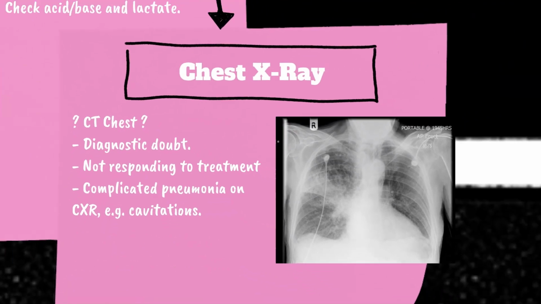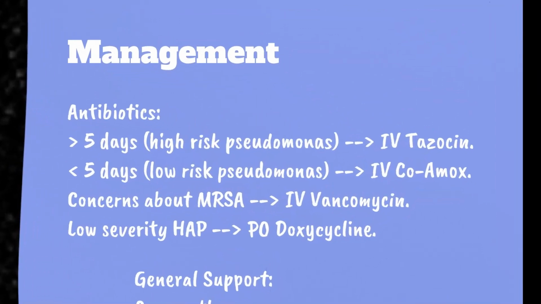So how do we go about treating a hospital-acquired pneumonia? We'd always refer to our local microbiological guidelines. So in Salisbury, for patients with a severe hospital-acquired pneumonia and they'd had an inpatient stay of more than 5 days, we'd be using IV tazocin first line due to the risk of Pseudomonas.